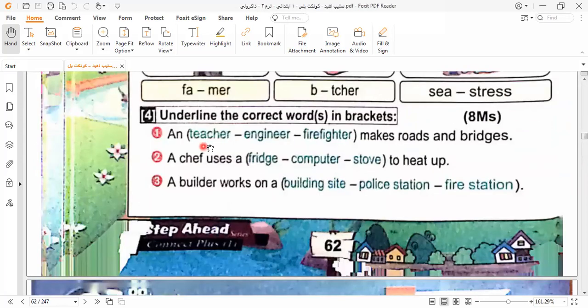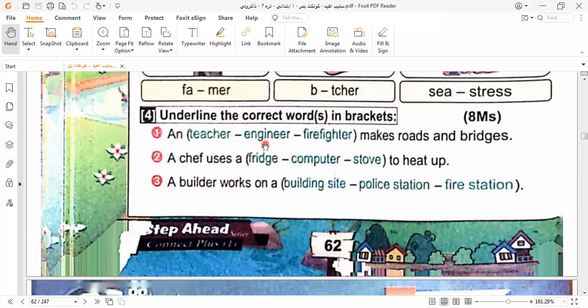Here is a teacher or engineer or firefighter who makes roads and bridges. So here is an. And an is used with what? With a vowel sound. So can we say teacher? Can we say firefighter? No, we say an engineer. So an goes with a vowel. Which one is the vowel? Here. So we say engineer.